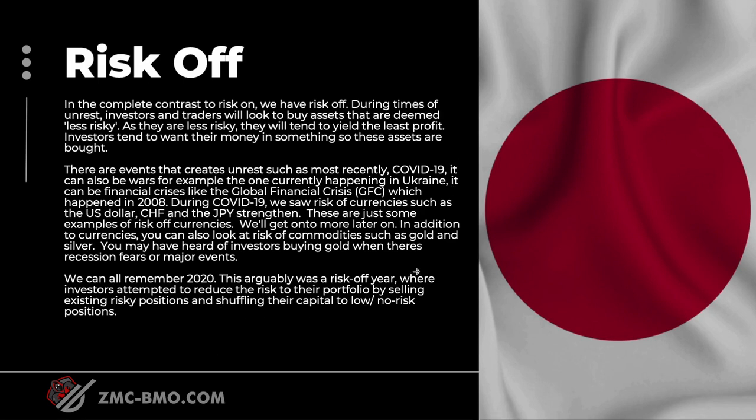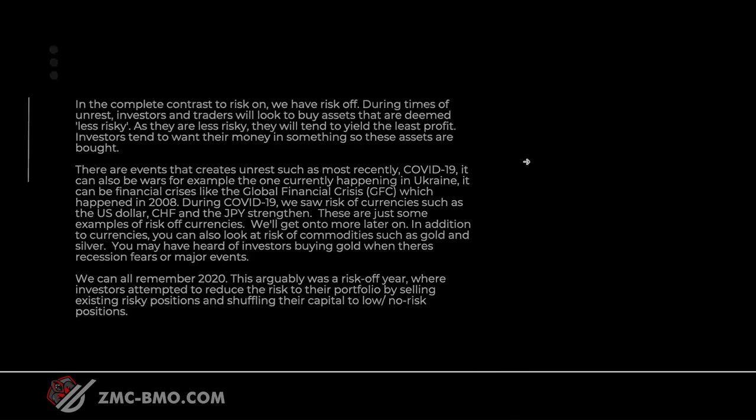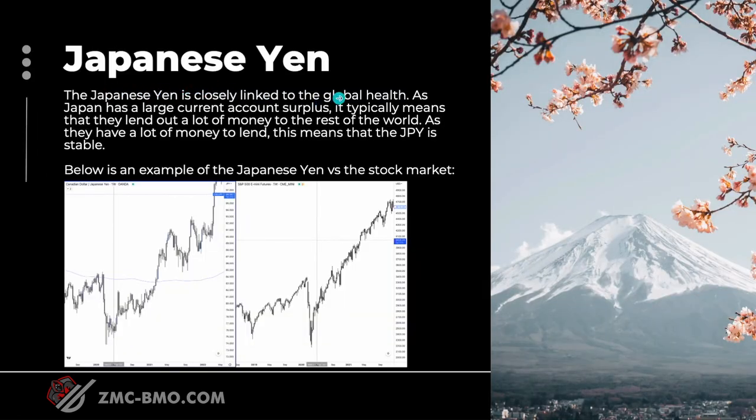For example, they bought bonds, which is a risk-off asset class. They also bought currencies as well, like the dollar was bought when COVID was first announced. So there's quite a few asset classes, but we're going to go more for the currencies today. So Japanese yen is closely linked to global health. As Japan has a large current account surplus, it typically means that they lend out a lot more money to the rest of the world. As they have a lot of money to lend, this means the JPY is stable.